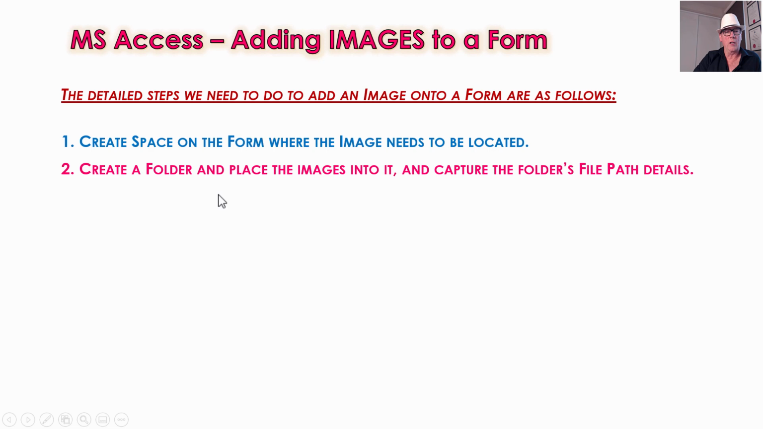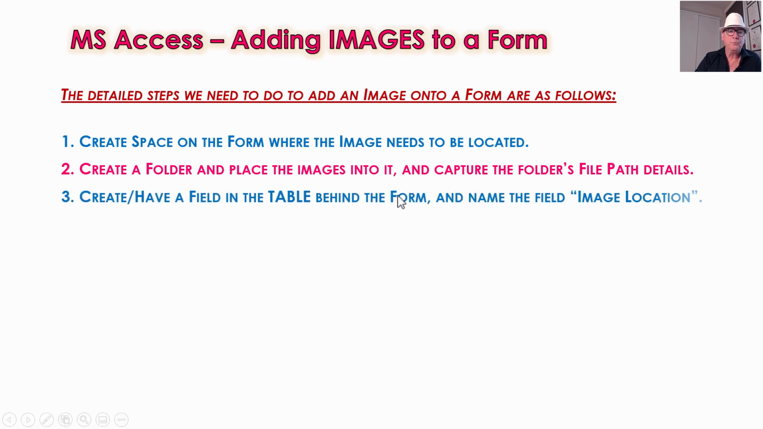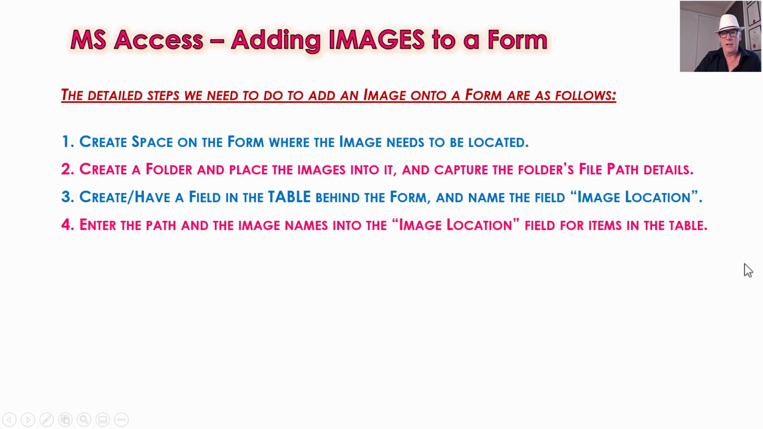We're going to create a folder, just a normal Windows folder, and place all of the images we need into that folder. And then we'll need to capture the pathway to that folder on our computer, and we'll show you how to do that. We're going to have a field in the table. So in the table, we've got a field already called image location. If you didn't have that, you would just create a new field in Design View and add it onto your table. And that's where we're going to put the path specification and exact location on the computer of the image. And that's step 4.